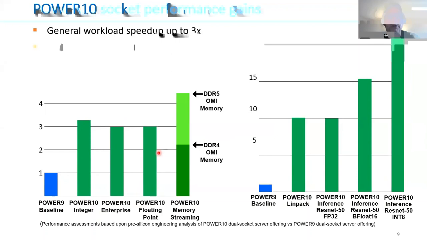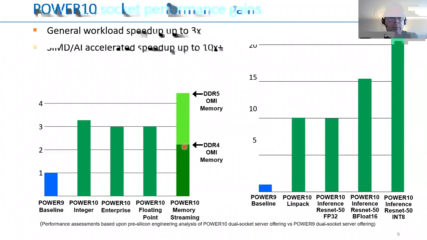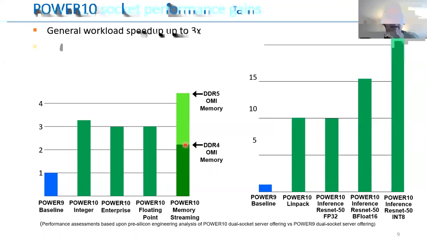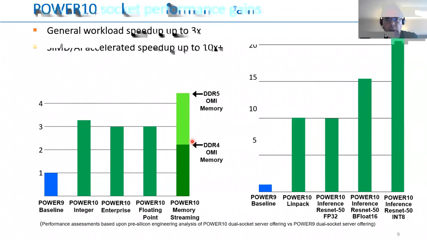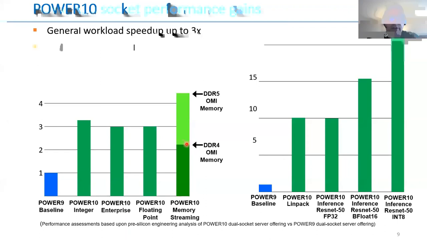In terms of memory bandwidth, with DDR4, which is the current offering, we're a little bit better than 2x the memory bandwidth of POWER9. So we achieve around 400 gigabytes per second bandwidth out of a single chip module, and it's the same for a dual chip module, which also only has 16 OpenCAPI open memory interface channels.